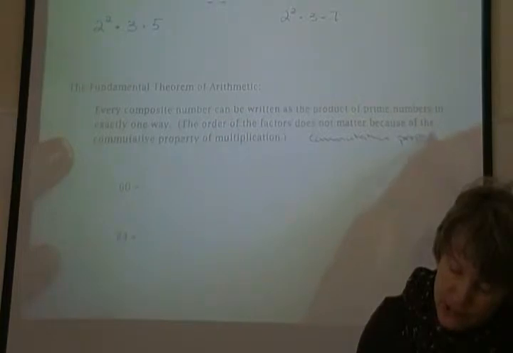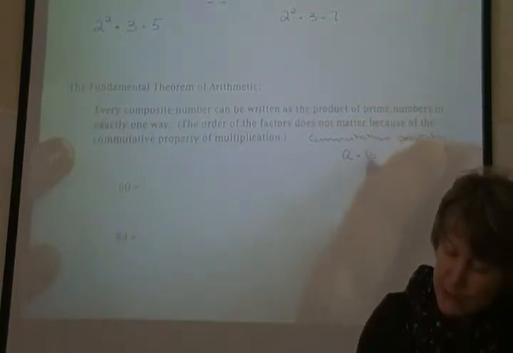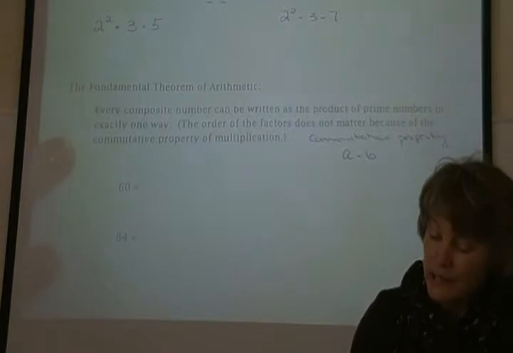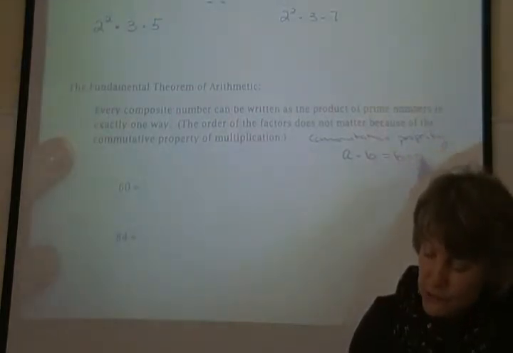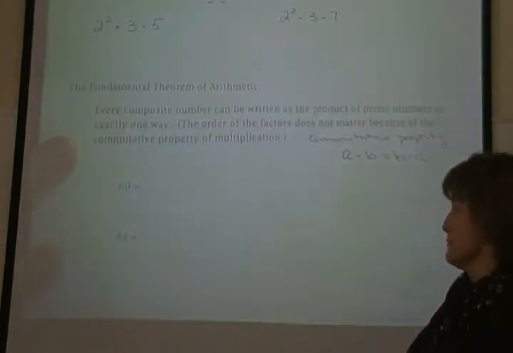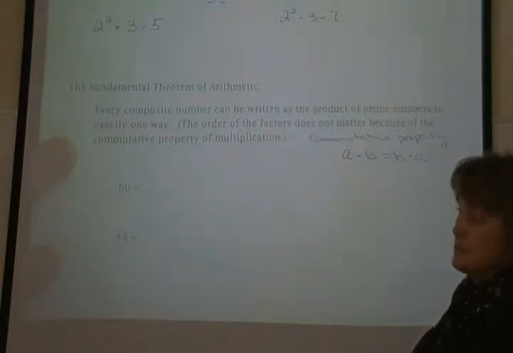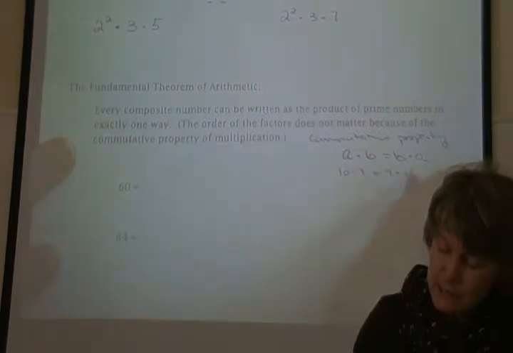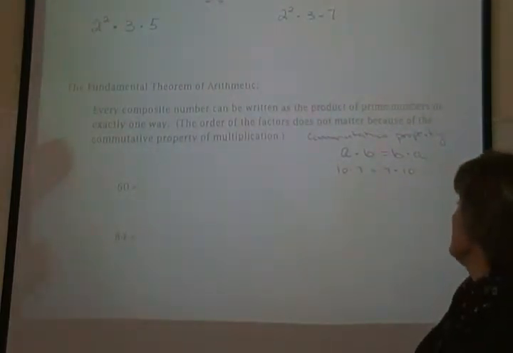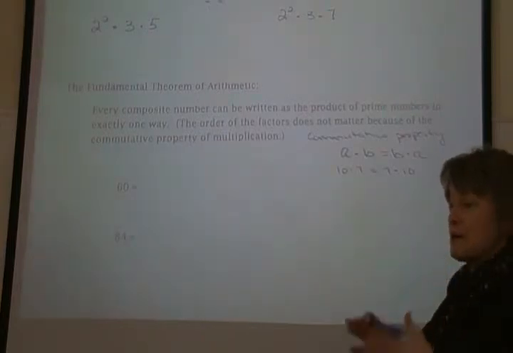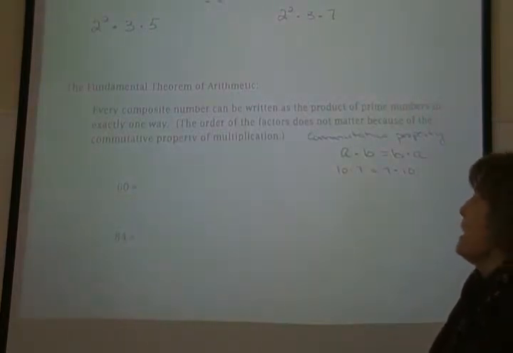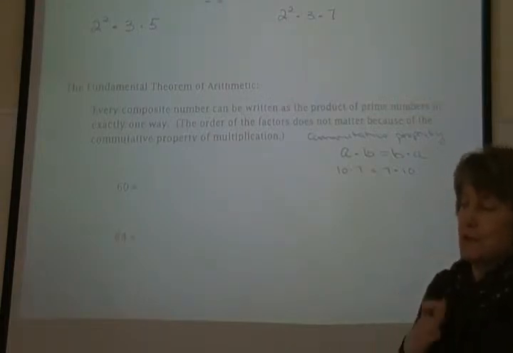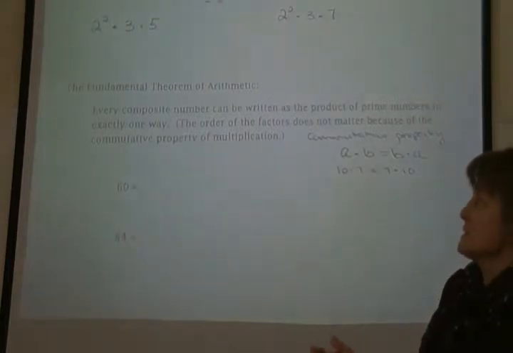It says that if you take a number and you multiply by another number, it doesn't matter what order you do that in. You're going to get the same thing. So A times B is the same as B times A. 10 times 7 is the same thing as 7 times 10. And so when you do your factor trees, it doesn't matter what order those factors come out in. And in fact, a lot of times what we like to do is put them in order smallest to largest, because it's easier to compare. But you don't have to.